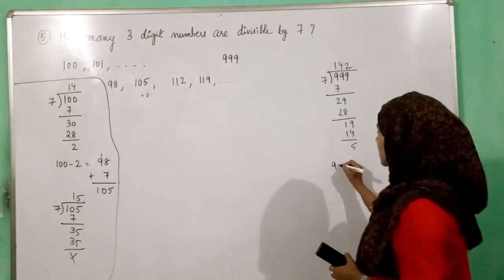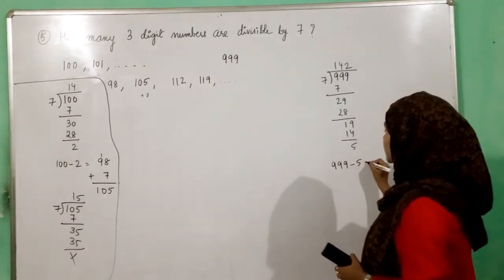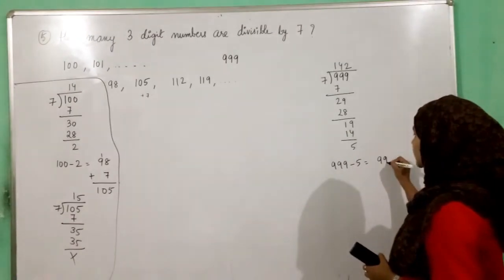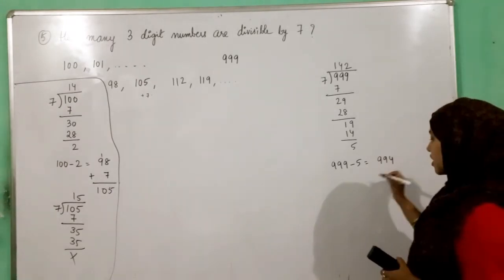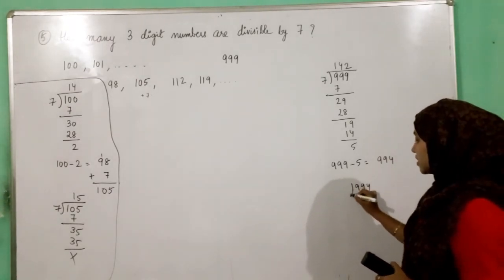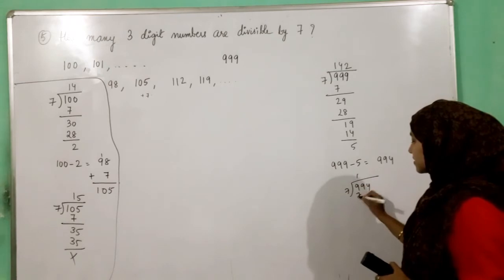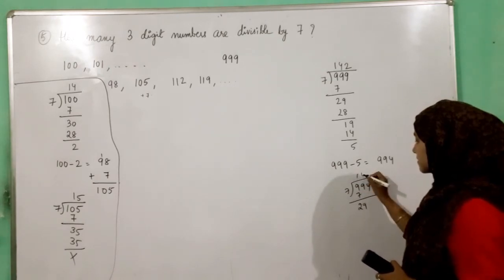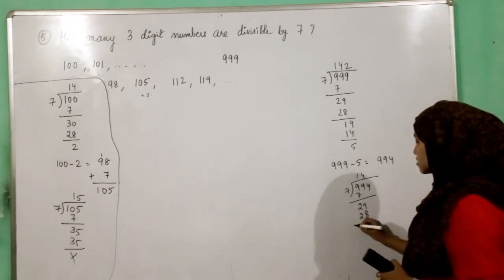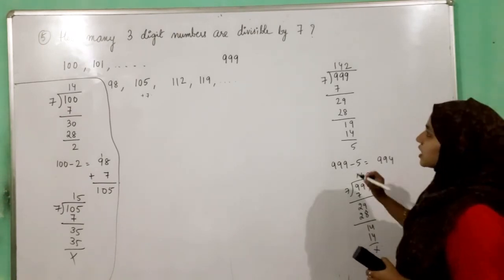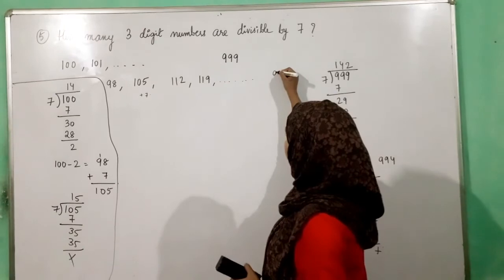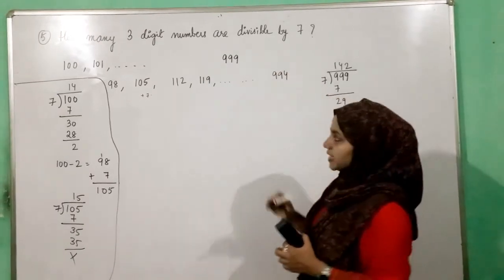So what will I do? I will subtract 5 from the dividend. So I will get 994. Okay, so now you check 994. It will be divisible by 7. 28. So 1, 7 into 2 is 14. Yes, correct. So 994 is the last number which is divisible by 7.